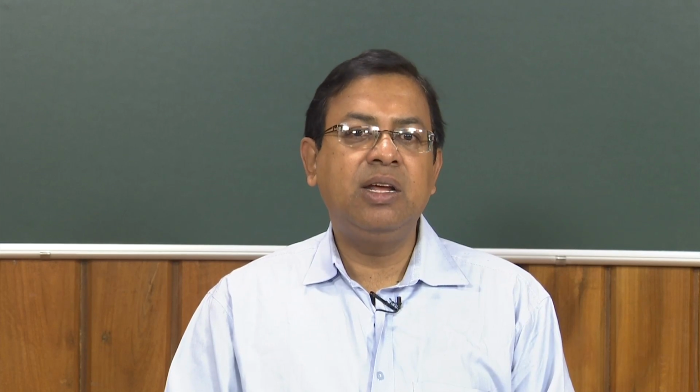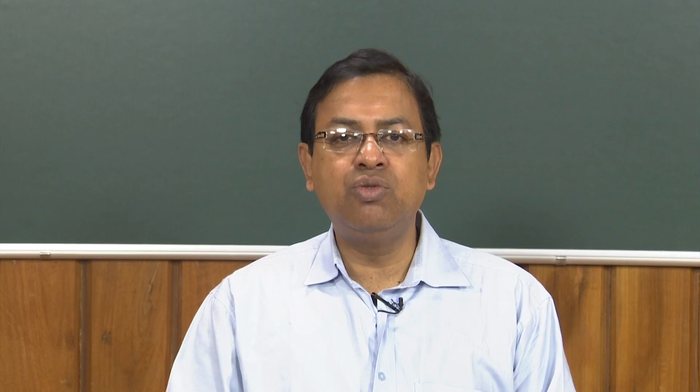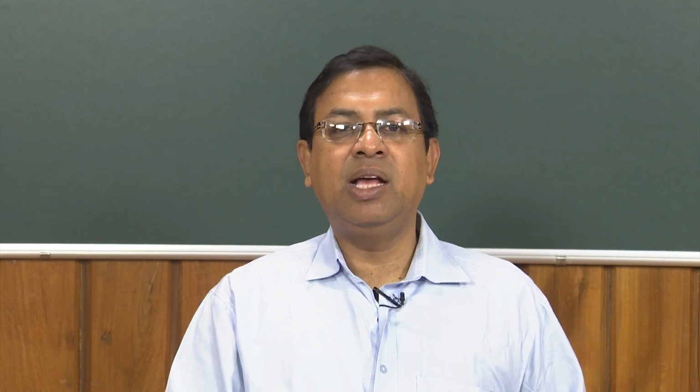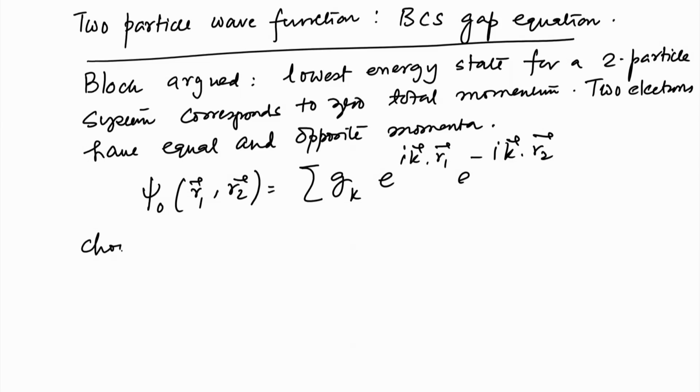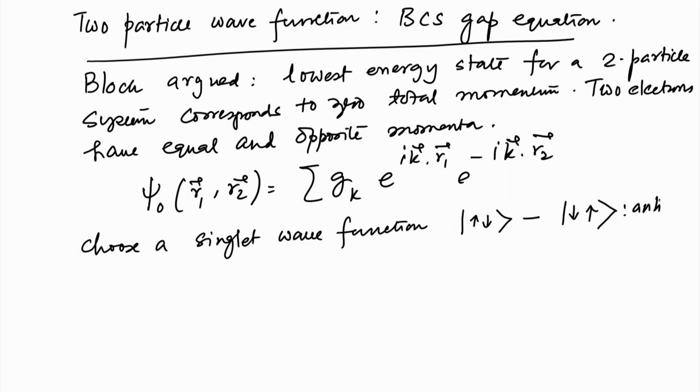So, because the spin part for a singlet wave function is antisymmetric, the orbital part will be chosen as symmetric. Now, it is also shown that it is generally true for a two particle system that the singlet one has a lower energy. So, we will choose a singlet wave function. And BCS theory corresponds to singlet pairing. So, we have the singlet wave function as up down minus down up, and this is antisymmetric. And because this is antisymmetric, the orbital part has to be symmetric.